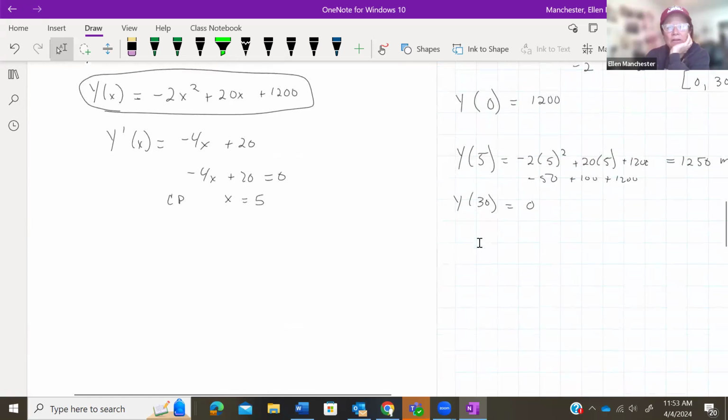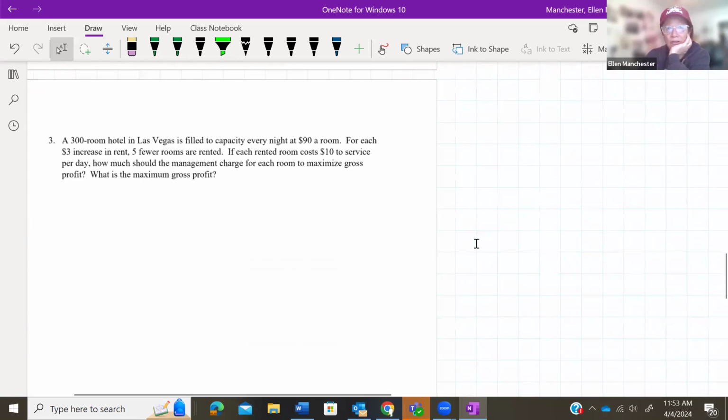Okay, so the last one we're going to do, I'm going to change this because we've already done one profit. We don't need to do another one. So don't worry about the term gross profit. Gross just means the maximum profit, but we're going to do maximum revenue because that will be closer to what you're going to see in your MyMathLab. Okay, so we're just going to look for maximum revenue.